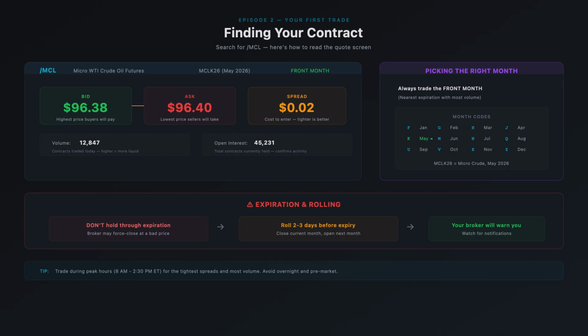The bid is the highest price someone is willing to pay right now. The ask is the lowest price someone is willing to sell for. The difference between them is called the spread. For micro crude, the spread is usually just 1 to 2 cents during peak hours.